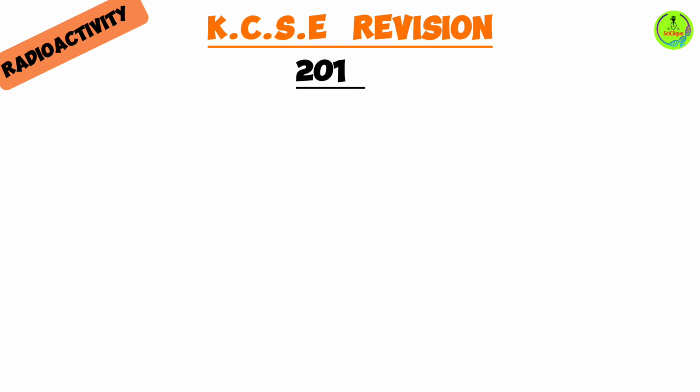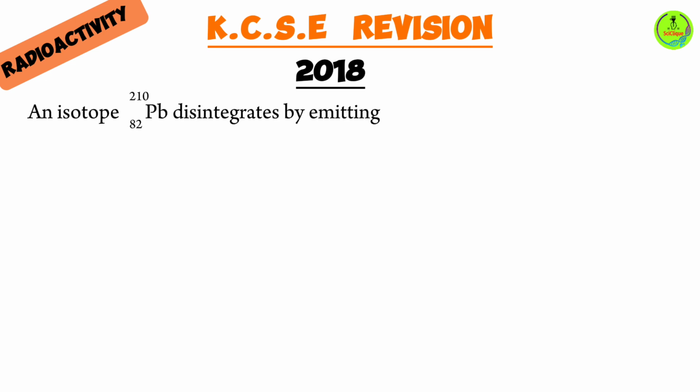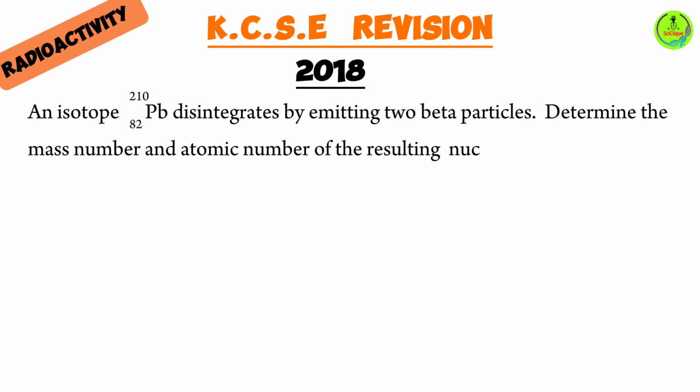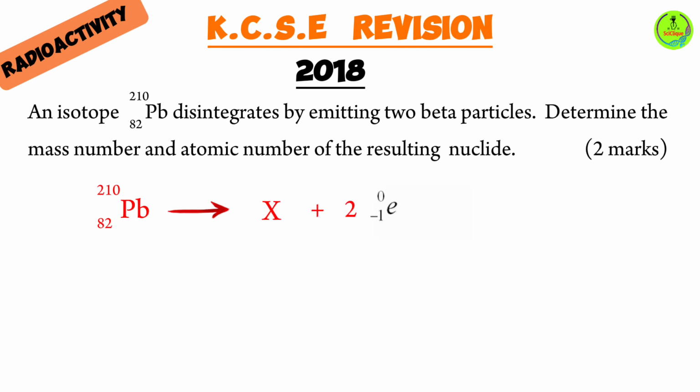Moving on to our third question, this is from 2018. An isotope of lead disintegrates by emitting two beta particles. Determine the mass number and atomic number of the resulting nuclide. Okay, so we have our parent nuclide, which is lead-210, undergoing beta radiation to form our daughter nuclide. Now we want to find out the atomic and mass number of the daughter nuclide. So we have two beta particles being released.